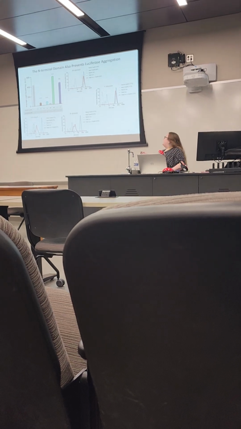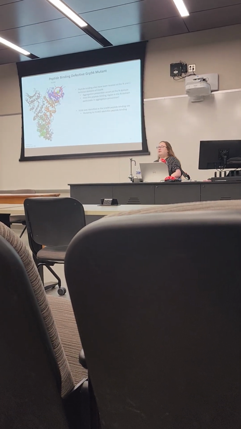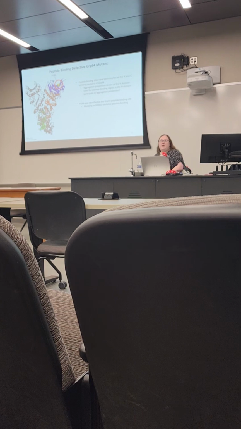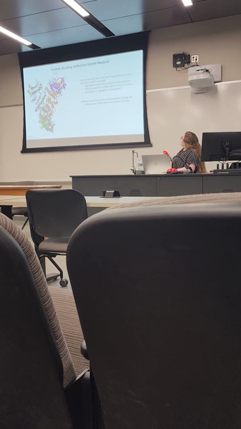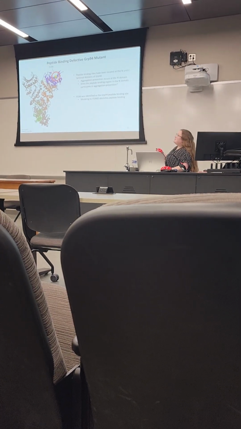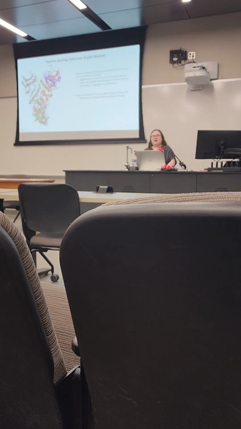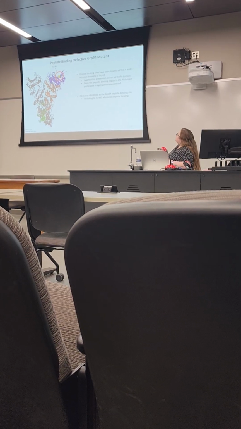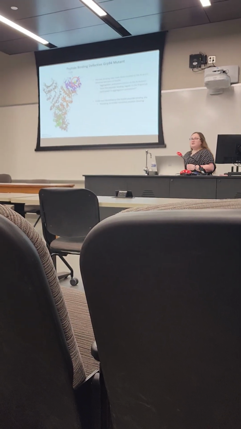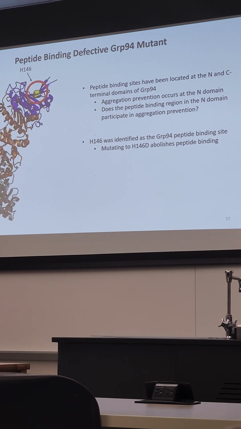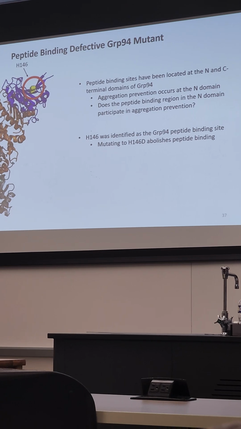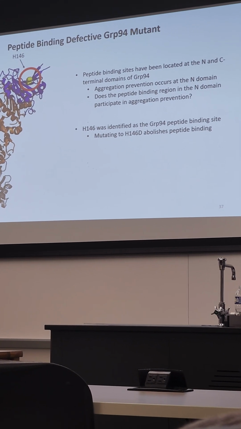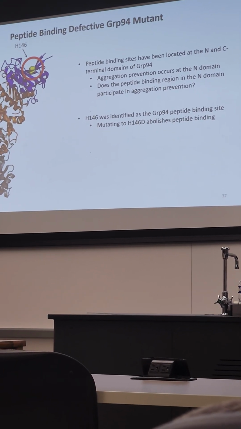The role of the N-terminal domain in aggregation prevention was interesting to us, especially considering that the N-terminal domain also harbors a peptide binding site. So we questioned whether this peptide binding site in the N-terminal domain was participating in the aggregation prevention that we observed. A previous group identified residue H146 as the GRP94 peptide binding site, and mutation to H146D abolished peptide binding. So to test whether this region was participating in aggregation prevention, we used this mutant in our light scattering assays.